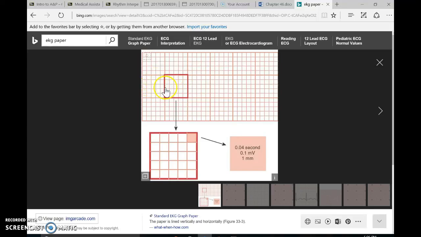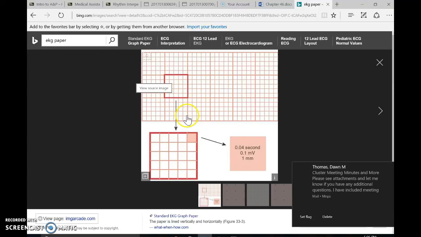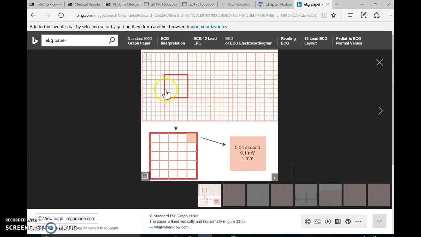So our time runs lengthways, okay? And then MV, those millivolts I told you about, runs up and down. So we measure millivolts going this direction, up and down, and we measure time going in this direction right here, okay? So this one big square right here equates to 0.2 seconds. Okay? 0.2 seconds. Alright? So, this is 0.2 seconds, and so on across. Okay? The big square.